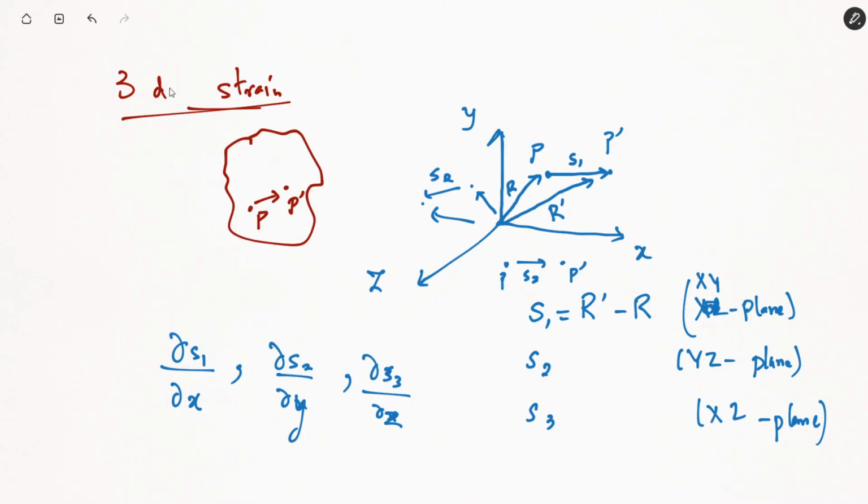Similarly, now if we have two different types of strains, we can take the average of those two strains. That will be given by 1/2 of one strain plus another strain. Fine. If we have three different strains acting on a body, we can take the average of three different strains, 1/3 of A plus B plus C.